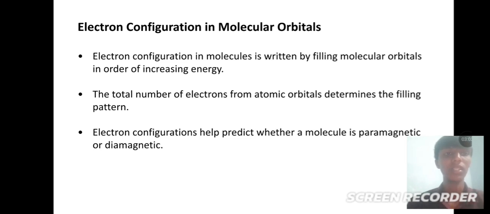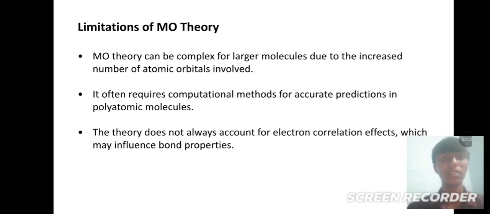Electron configuration in molecular orbitals. Electron configuration in molecules is written by filling molecular orbitals in order of increasing energy. The total number of electrons from atomic orbitals determines the filling pattern. Electron configuration helps predict whether a molecule is paramagnetic or diamagnetic.